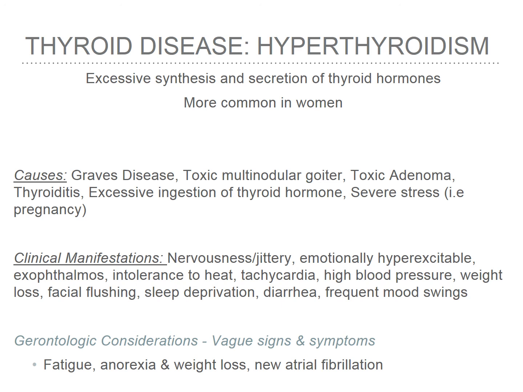So clinical manifestations. These patients are often very jittery, nervous, kind of shaky at times, jumpy, emotionally hyper excitable, meaning that their emotions are kind of labile. They get excited very easily. Exophthalmos, that's the Graves' disease clinical manifestation, the bulging eyes. Intolerance to heat, tachycardia, high blood pressure. They have weight loss, facial flushing or flushed skin, sleep deprivation or insomnia. They have hypermotility of the GI tract, so they'll have things like diarrhea, and frequent mood swings.